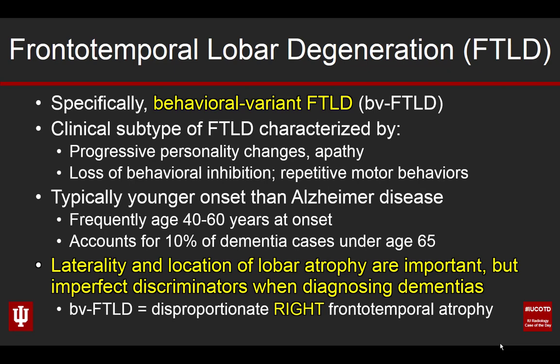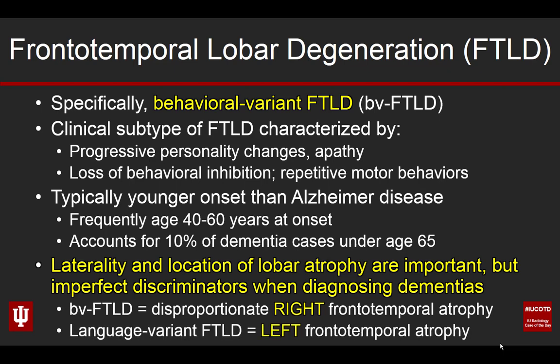So in this case, we have a patient with behavioral variant frontotemporal lobar degeneration who had disproportionate right frontotemporal atrophy. There's another subset, which we may hit upon in a future case of the day, which is a language variant frontotemporal lobar degeneration. Those patients will characteristically have left frontotemporal atrophy, and in fact, that left frontotemporal atrophy can be broken down geographically into 3 distinct subsets, which can be helpful in predicting which clinical syndrome, which subset of the language variant FTLD the patients may have. So keep your eyes out, more on that in future cases.